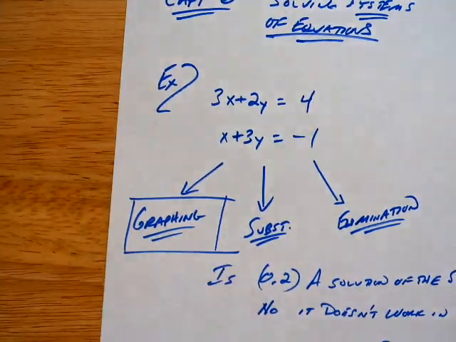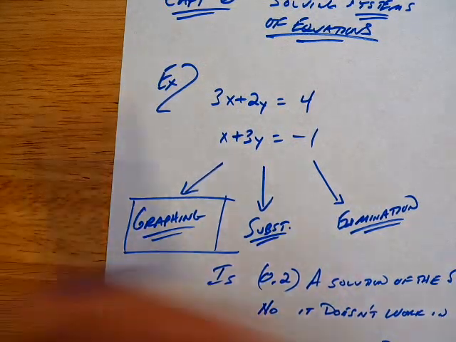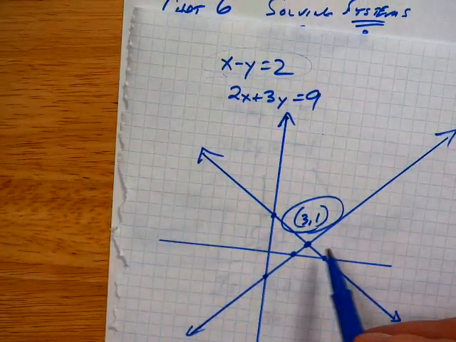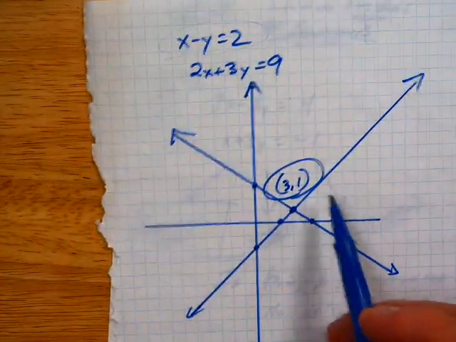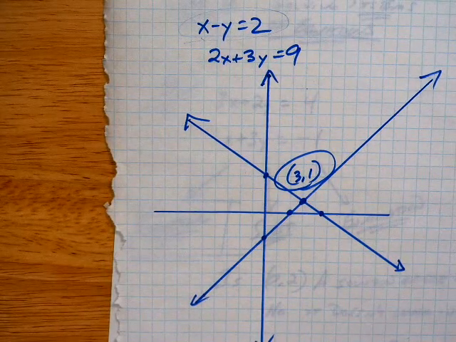Well, does this point over here work? No. Does this point over here work? No. So what we say is any point on the line works. We could say any points on y equals 2x plus 1. Something like that. Okay?